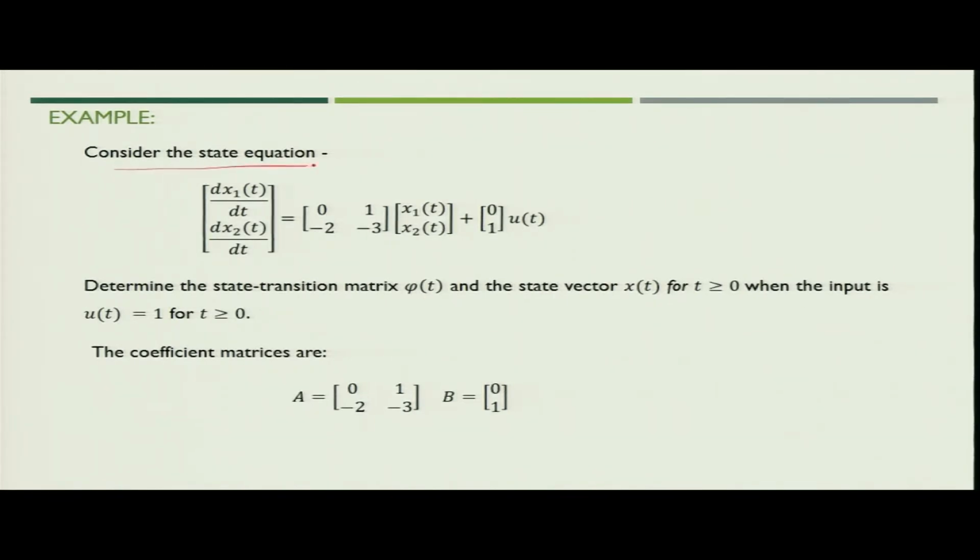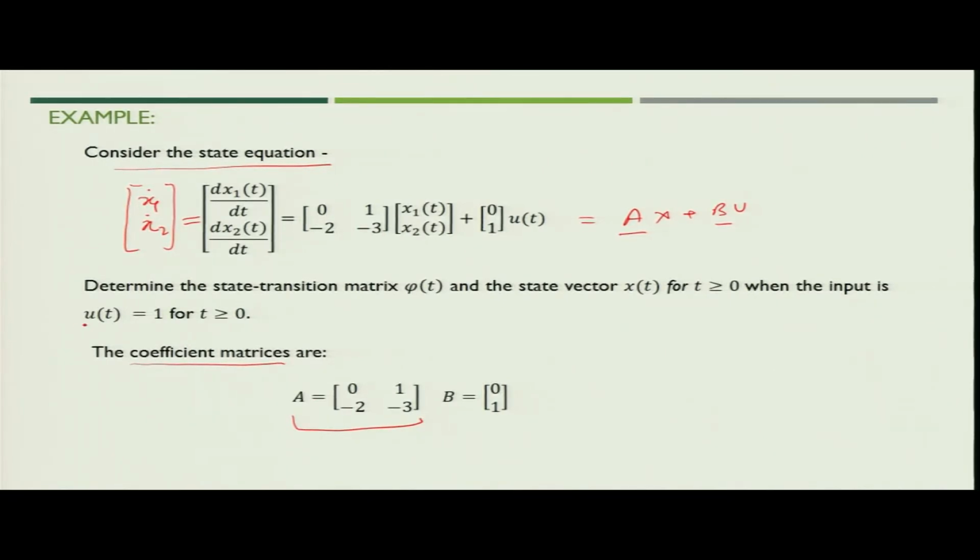So, let us consider the state equation, that is dx1 by dt, dx2 by dt, or you can simply write as x1 dot and x2 dot equal to the matrix A into the state vector, that is x1 t, x2 t, plus b u t. When you compare this with x dot equal to A x plus b u, you will get the value of A and b. A will be [0 1; -2 -3], b is [0 1]. So, now we have got the coefficient matrices.